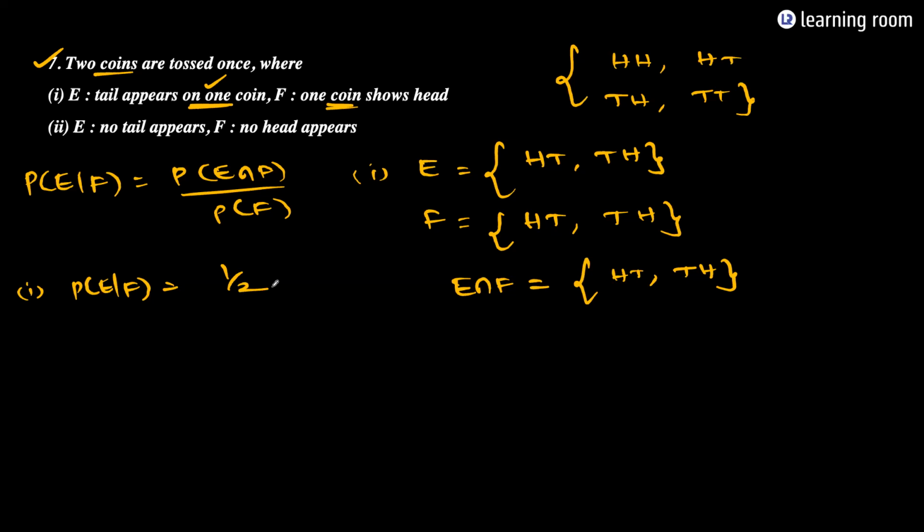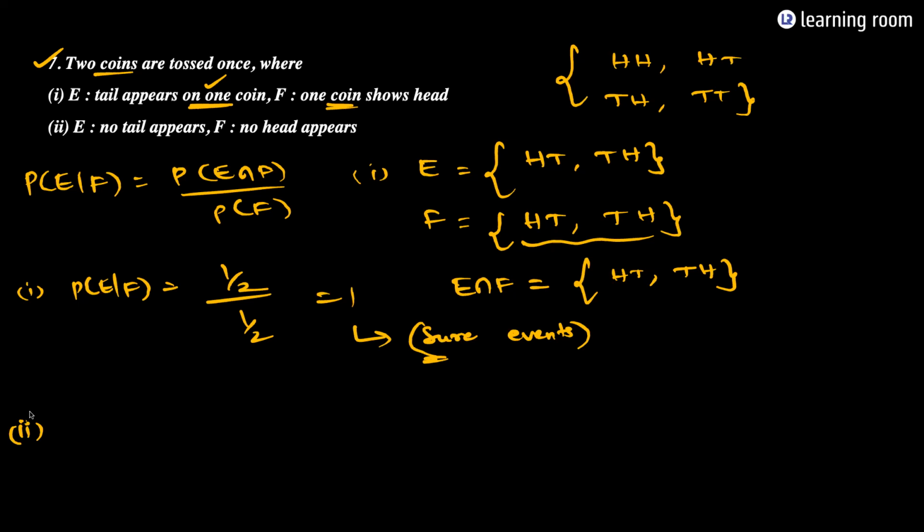1 by 2. Actually, I know 2 by 4. So 1 by 2 divided by what is the probability of F? That is also 2 by 4, which is going to be 1 by 2. Here it is 1. Means it is 100% probability. So what are these kind of events called as? They are called as sure events. Am I right?